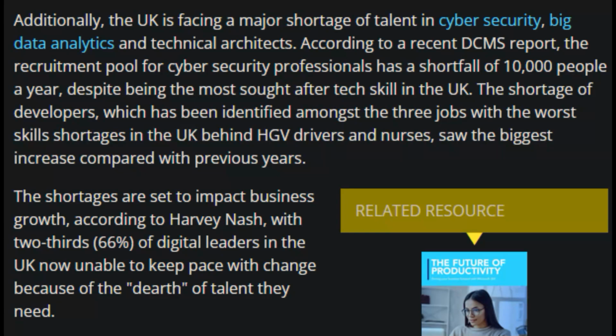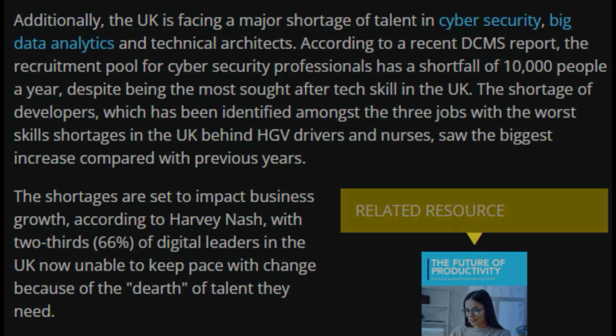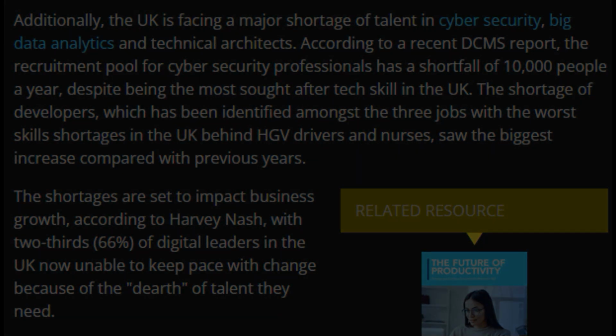The shortages are set to impact businesses' growth, according to Harvey Nash, with 2/3, 66% of digital leaders in the UK now unable to keep pace with the change because of the dearth of talent they need. Dearth meaning lack thereof.